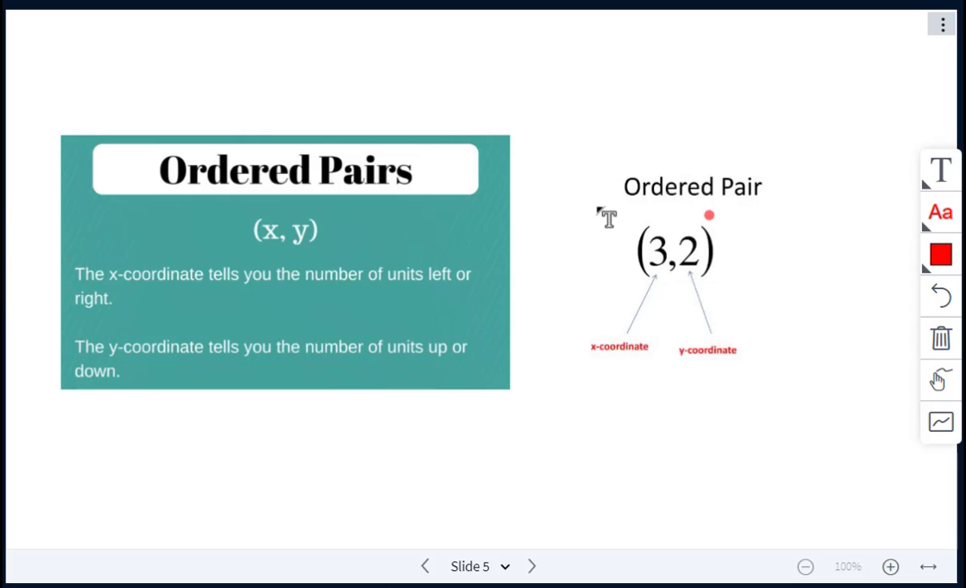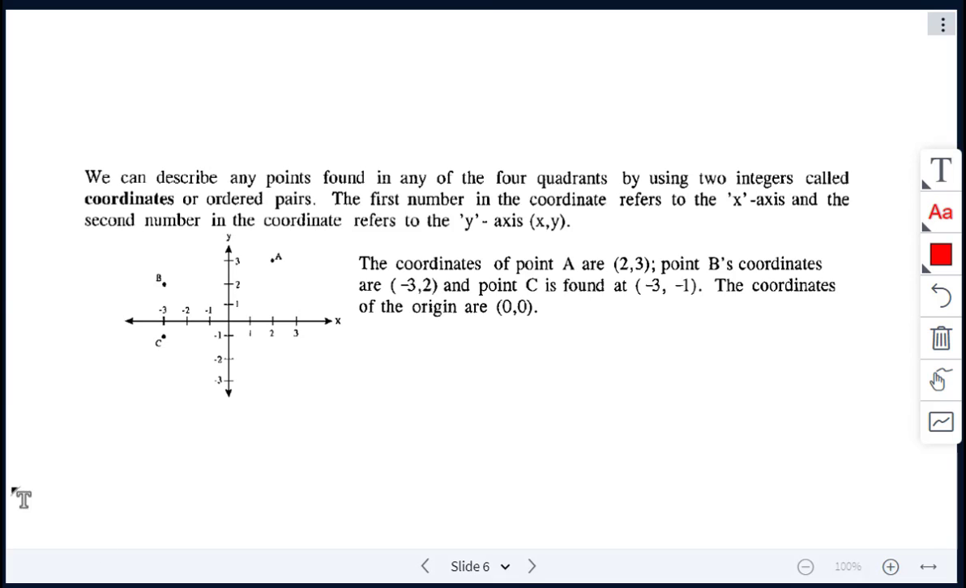So here's an example of an ordered pair. In brackets we have 3, 2. So the 3 is your x coordinate and the 2 is the y coordinate. Like I said, there are two integers that are called your coordinates or your ordered pairs. The first number refers to your x coordinate. The second number refers to the y coordinate.